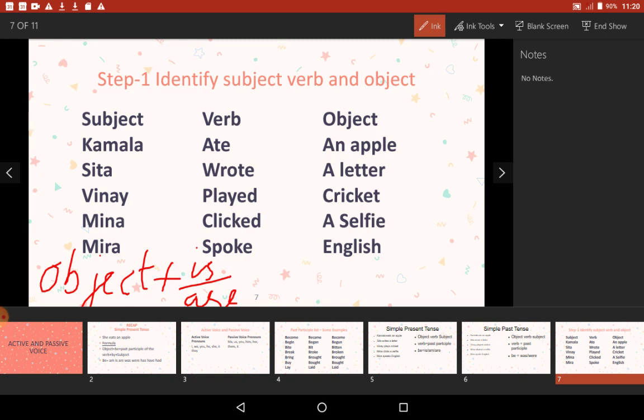If the object is singular, you can use is. If the object is plural, you can use are. Then you will write the past participle of verb, afterwards by, and then subject. This is the method of changing simple present tense active voice to passive voice.